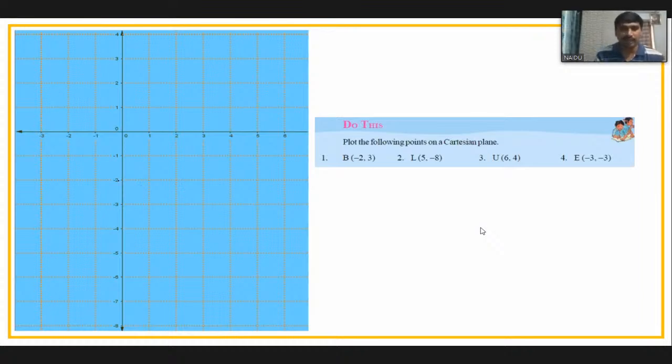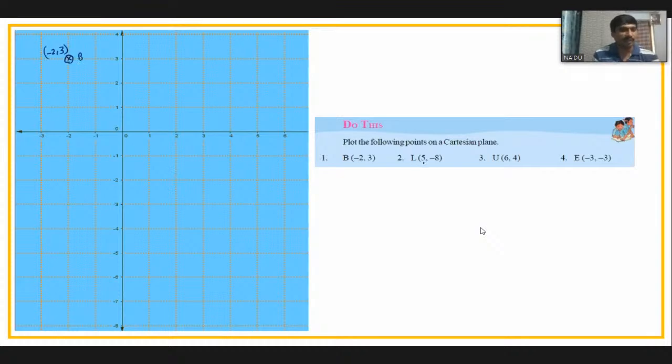Now the first one, if we can observe, is minus 2 comma 3. As I said, we have to start from the origin, toward the negative direction of x-axis minus 2 and the positive direction of y-axis 3 units. So this will be the final point, and this point is minus 2 comma 3. This is given as B, so I am going to name it B.